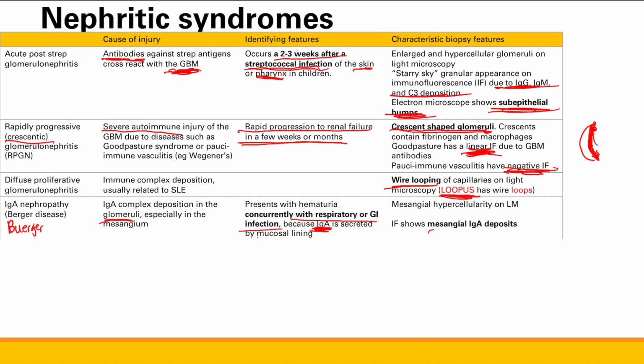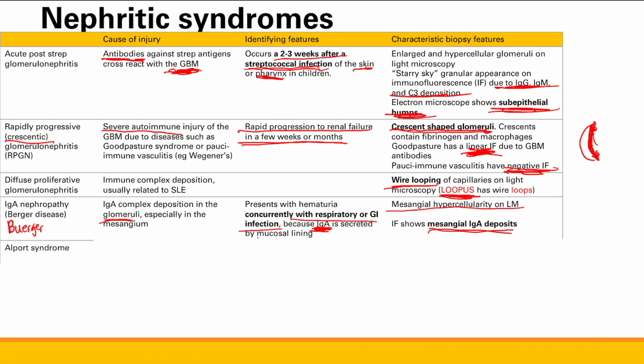We're going to see mesangial IgA antibody deposits. Okay, we should already know that based on the cause of injury section. And you're going to see mesangial hypercellularity on the light microscopy, again, because we have deposition in the mesangium. You're going to irritate them and cause them to grow more.